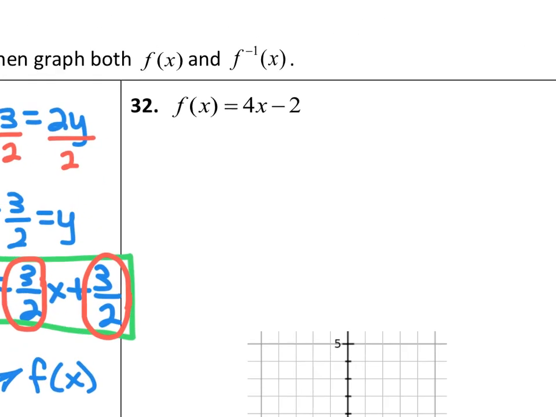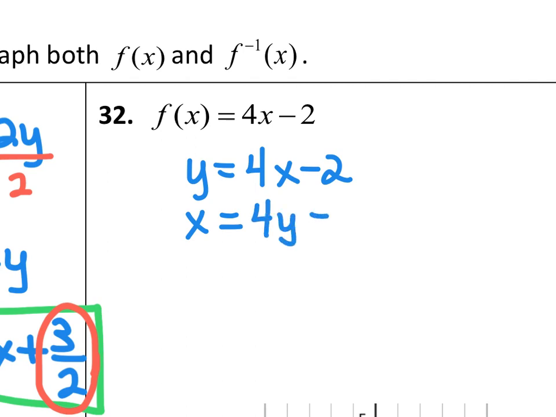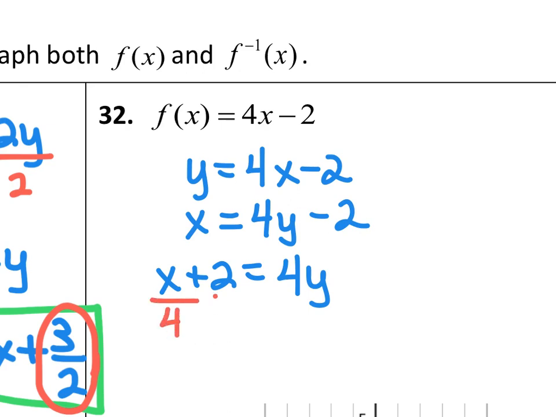Okay, so number 32, same process as 31. I'm going to find the inverse of the given function. So I've got y equals 4x minus 2. So x equals 4y minus 2. And then I'm going to add 2 to both sides. So x plus 2 equals 4y. And then I'm going to divide each term by 4. Divide by 4 and divide by 4.